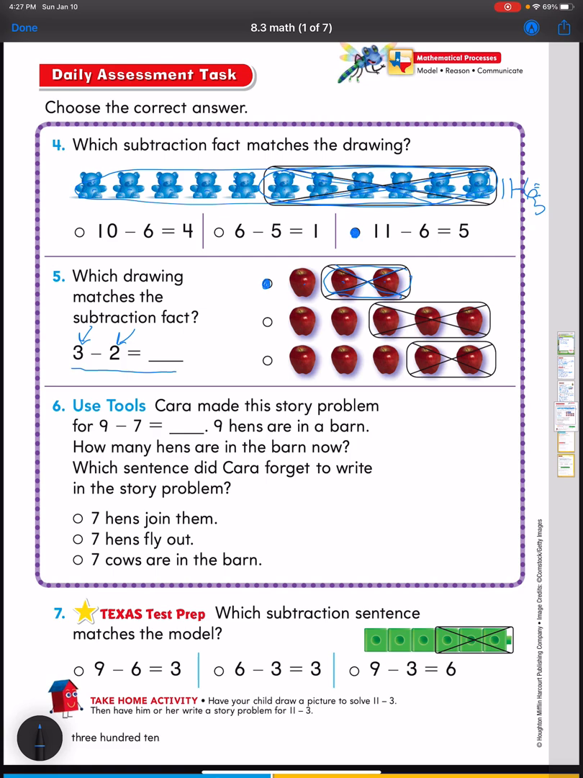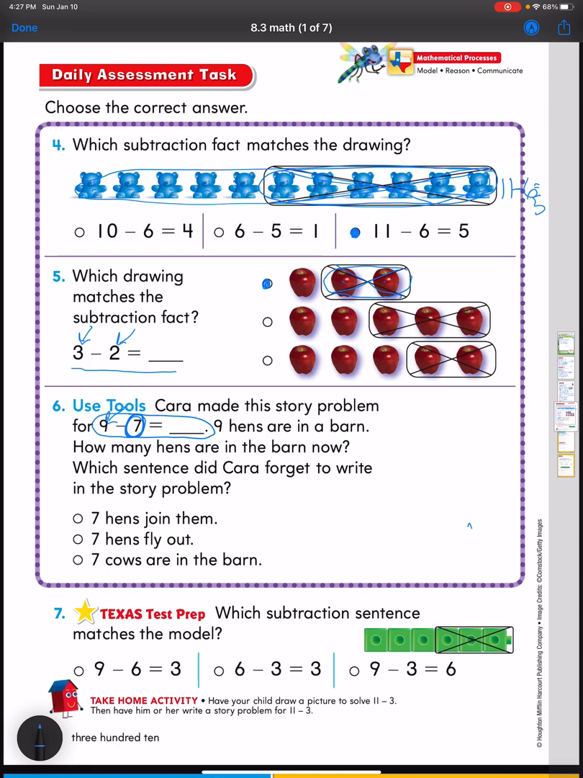Number 6, Kara made this story problem for her 9 minus 7 equals. 9 hens are in a barn. How many hens are in the barn now? Which sentence did Kara forget to write in her story problem? All right, so 9 hens are in the barn. So she left something out. She left out what we need to subtract. So here's her subtraction sentence she was given, like what we did. And then she wrote a word problem for it. She told us that she started out with 9 hens, but she didn't tell us what was subtracted from it.